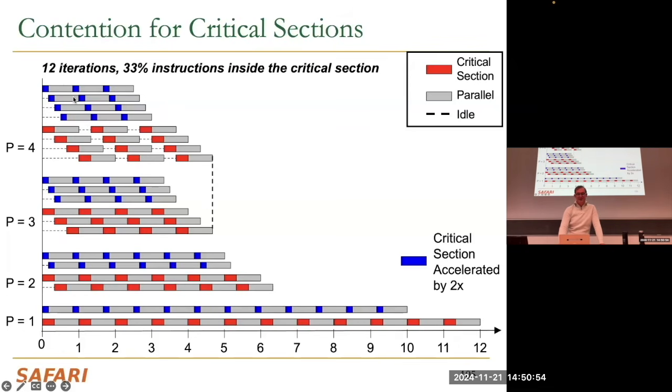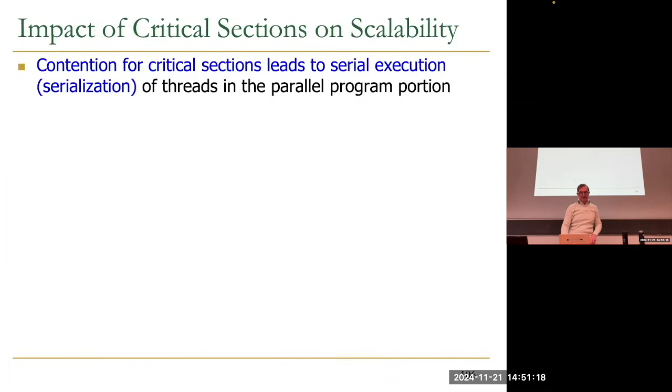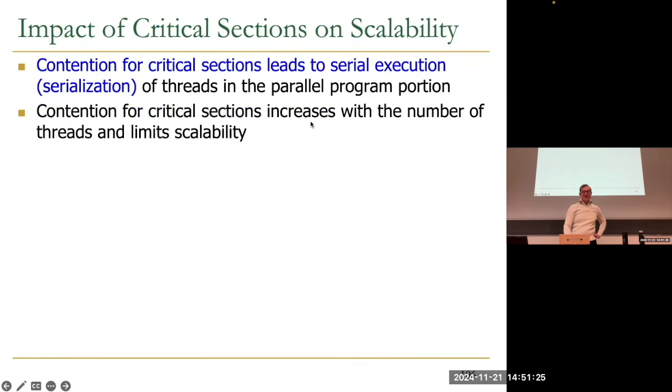So this is a nice intuitive example that shows that, I've already shown this part, accelerating critical sections actually increases both performance and scalability, right? Scalability, to define it more rigorously, is really the number of threads at which your performance saturates, becomes maximum. This could be expressed in terms of number of threads, amount of area, etc., as we will see. Okay, so hopefully this motivates. Contention for critical sections leads to serial execution of threads in the parallel program portion. Contention for critical sections increases with the number of threads and limits scalability.